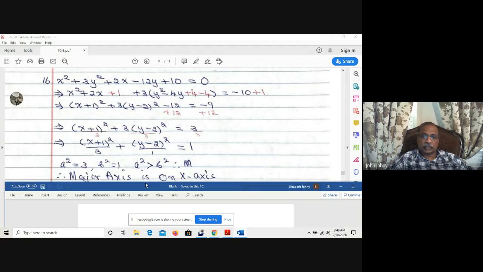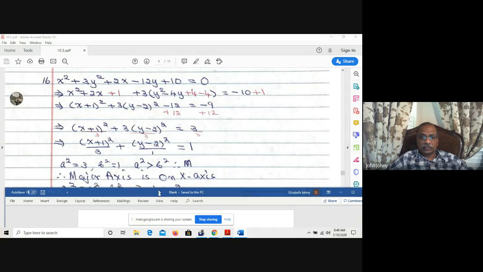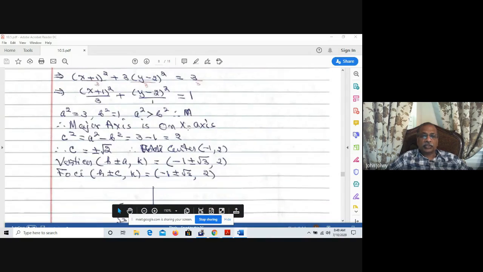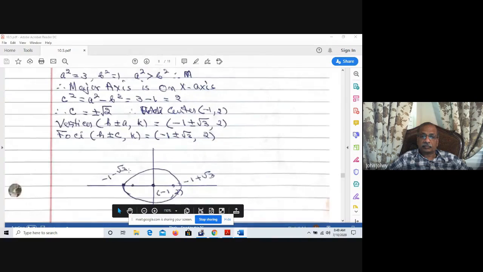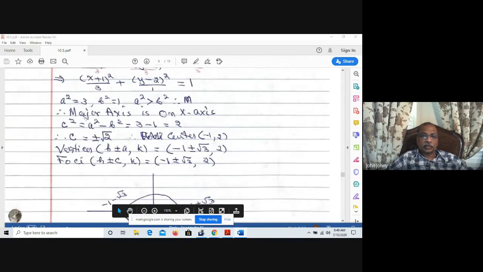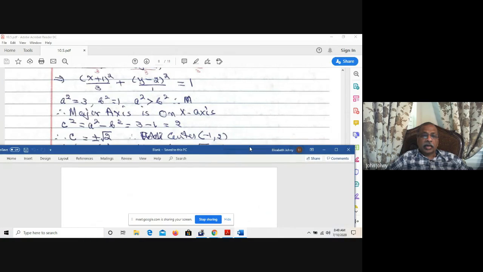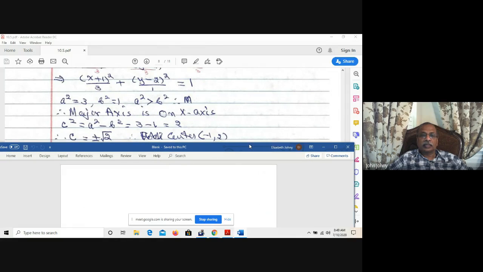there is a small mistake here. The major axis is parallel to the x-axis. It is not on the x-axis. It is on the line y = 2. So correct that mistake. The major axis is on the horizontal line y = 2. c² = a² − b², that is 3 − 1, which is equal to 2. So c = ±√2. The center is (−1, 2).